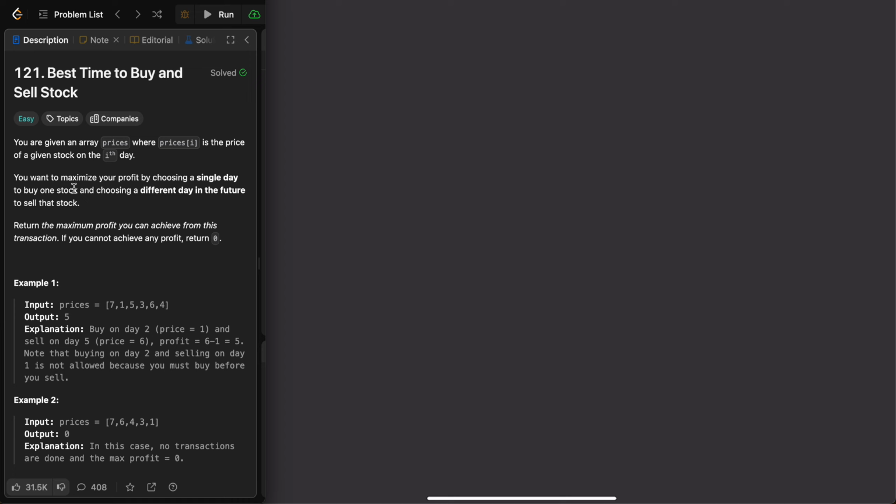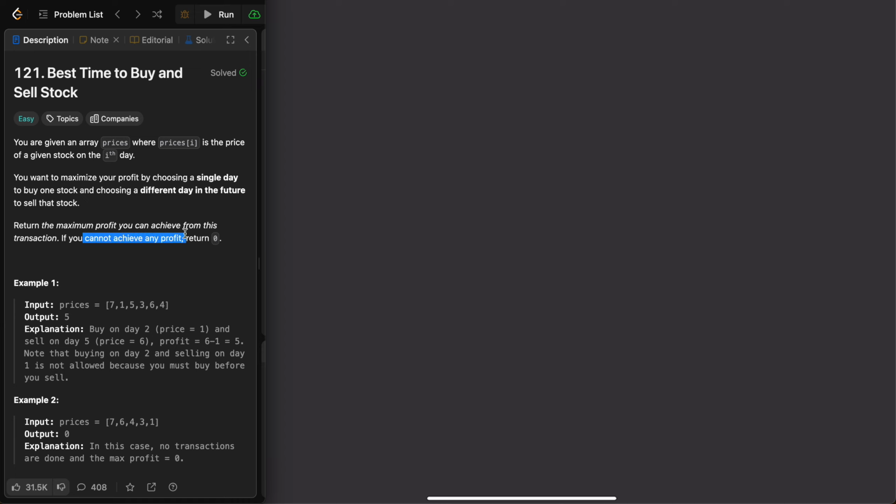So we want to maximize our profit by choosing a single day to buy one stock and then choosing another day in the future to sell the stock, and then return the maximum profit you can achieve from this transaction. But if we cannot achieve any profit, just return zero.